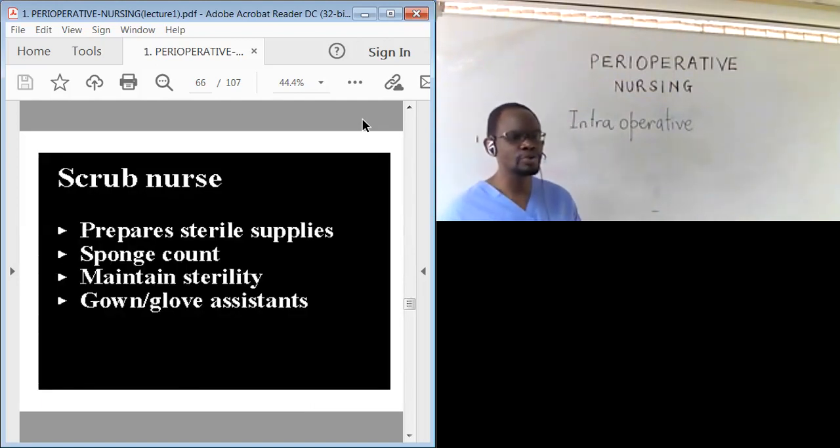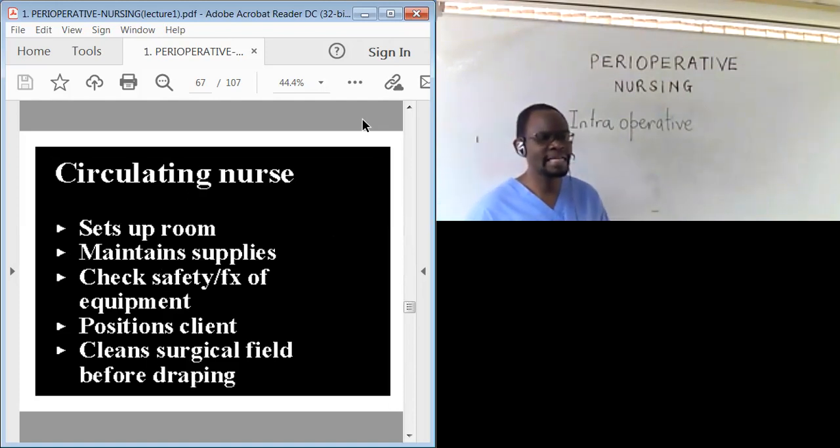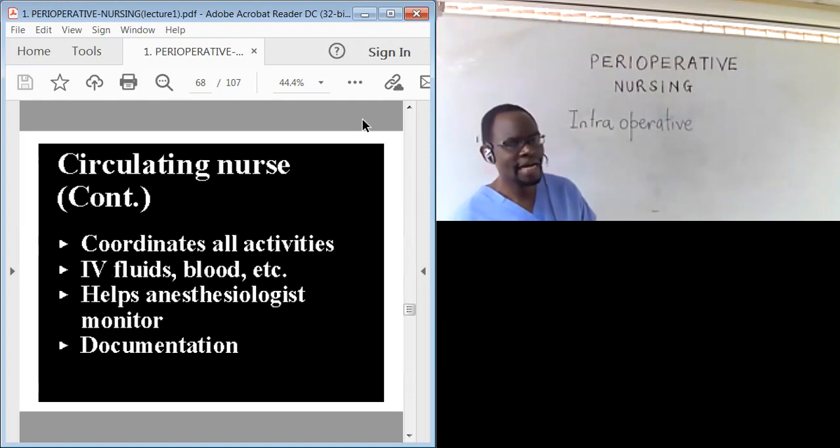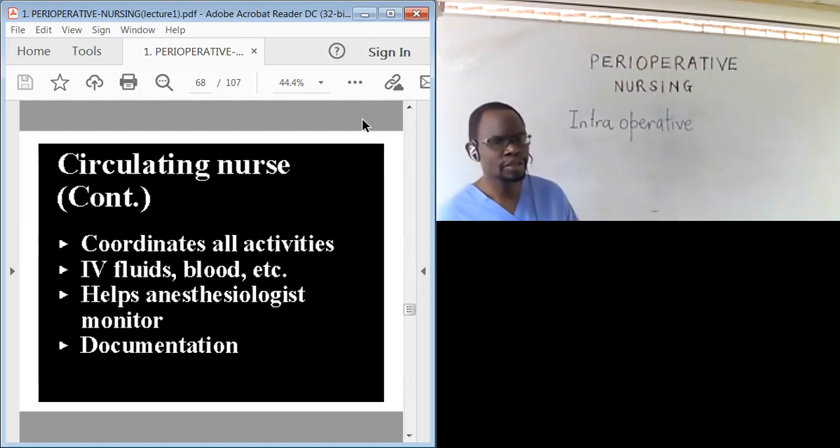What does the scrub nurse do? Prepares sterile supplies, counts the sponges, maintains sterility, and gowns and gloves the assistant. The circulating nurse sets up the room, maintains supplies, checks safety and function of equipment, positions the client, and cleans the surgical field before draping. Also coordinates all activities, IV fluids, helps the anesthesiologist, and also helps in documentation.